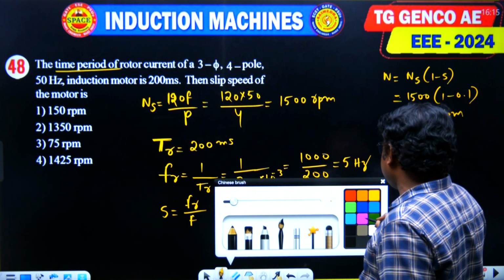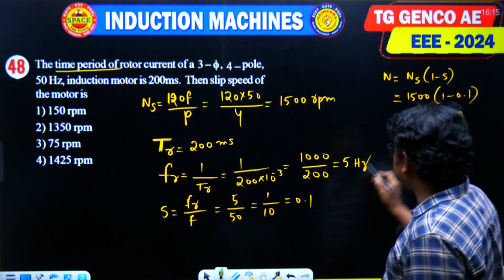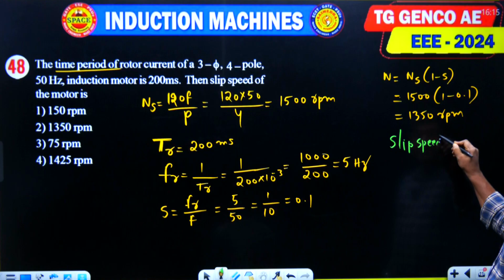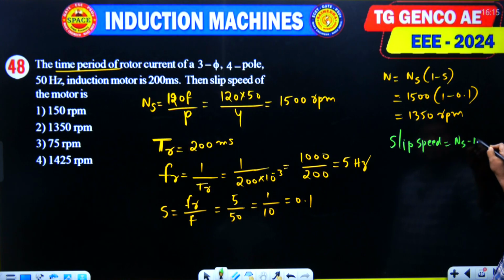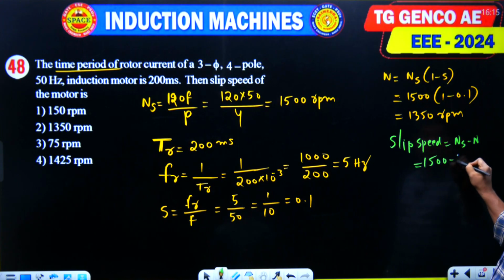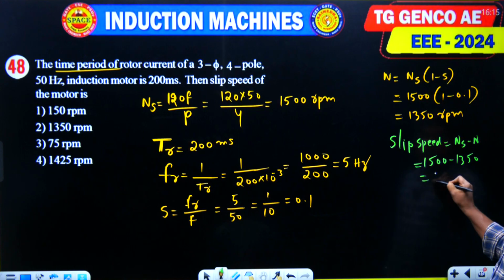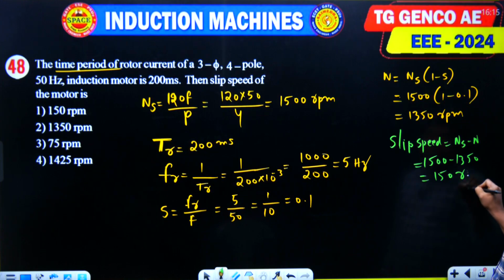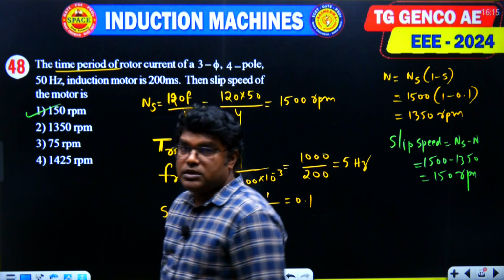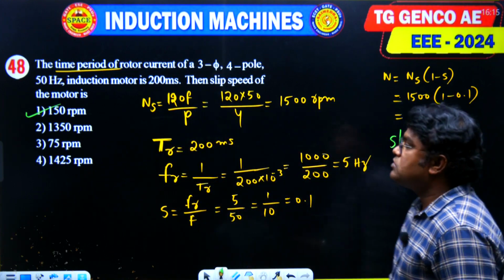How do we get the slip speed? The slip speed is equal to Ns minus N. So this is 1500 minus 1350, which is equal to 150 RPM. So the answer is 150 RPM. Option 1 is correct for this question.